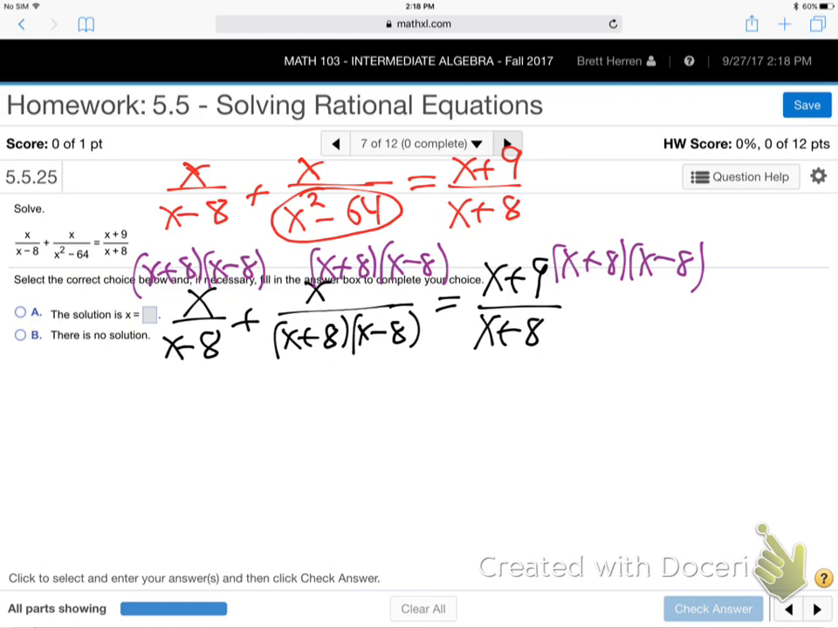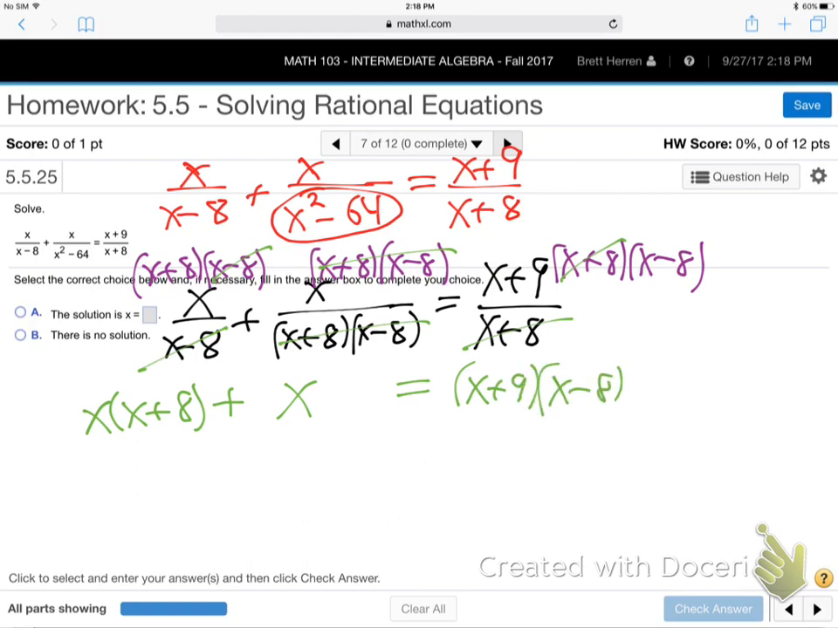Good. Top like that. Then cancel and multiply whatever's left over. So I'm going to jump in because then that's when something different will happen. So x minus 8 cancels x minus 8. What's left over? X times x plus 8. These both cancel in the middle. All you got is x. X plus 8's cancel here. Got x plus 9, x minus 8.